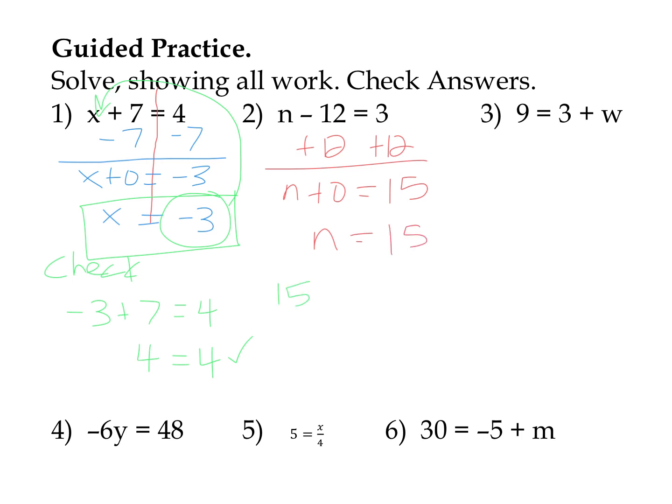We do 15 minus 12 equals 3. That's 3 equals 3. That worked, and I know that n equals 15 is the correct solution.